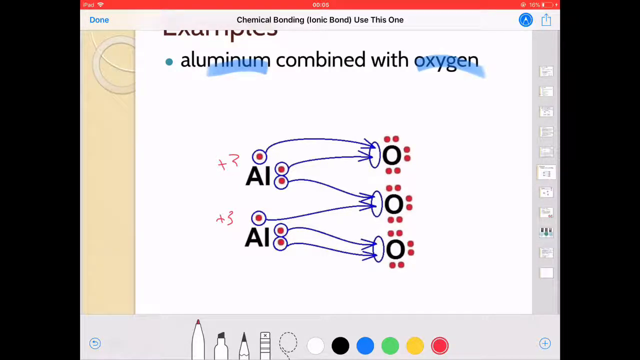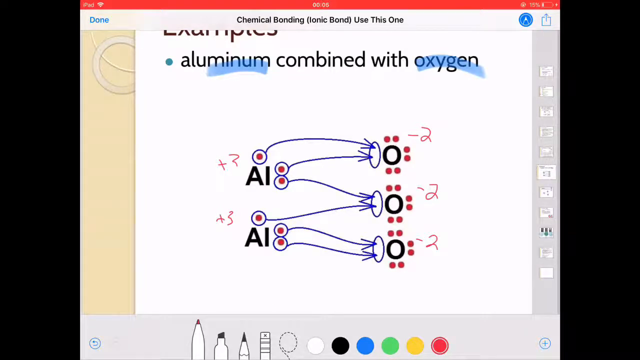You can't have one losing 3 electrons and another one only losing 2. They have to do the same thing. They have to be identical. So they both become a positive 3 charge. The 6 valence electrons between the two of them are dispersed between 3 different oxygen atoms. Each of the oxygens gain 2 of the valence electrons, forming negative 2 charges.